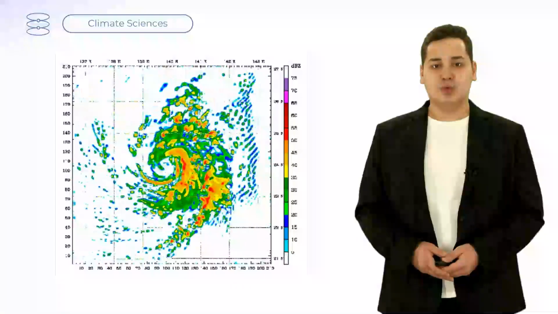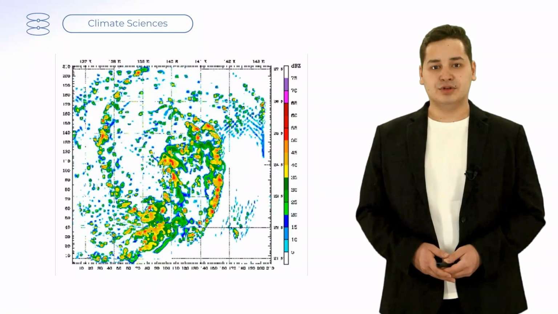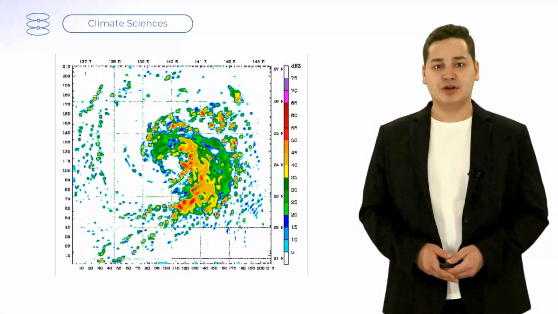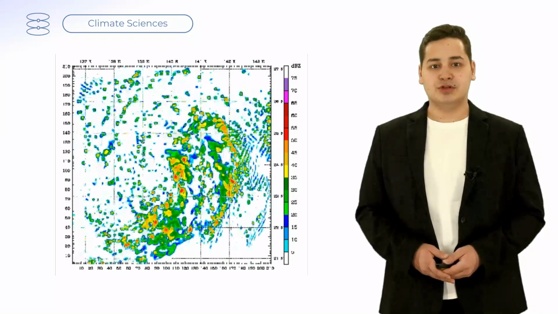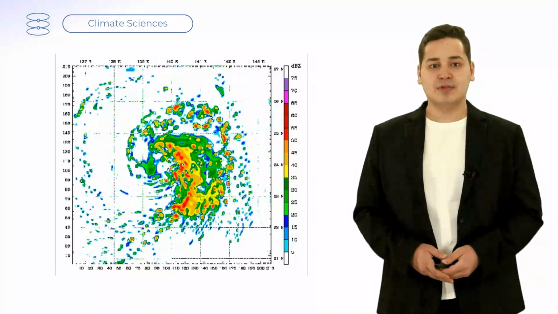Warm ocean currents, like the Gulf Stream, transport heat from the tropics towards higher latitudes, moderating temperatures in regions like Western Europe.